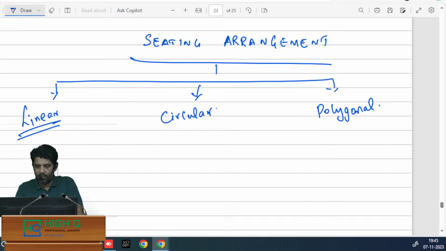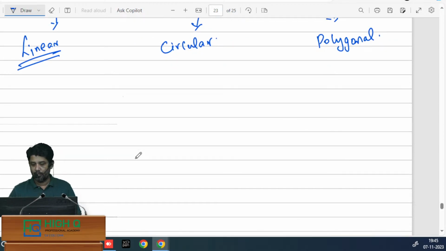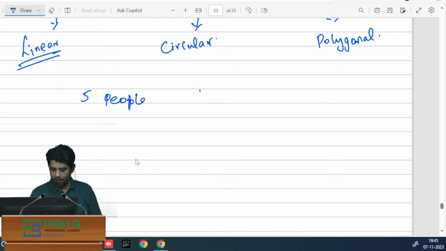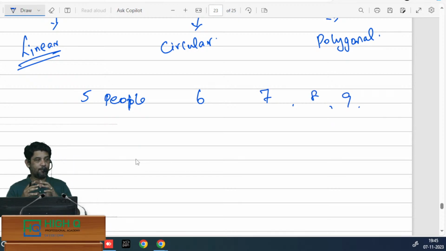Now let us start with linear arrangement. What is linear arrangement? Sometimes in linear arrangement, directions are also involved. If directions are involved, it will be a little challenging. There will be arrangements of 5 people, 6, 7, 8, 9. These are the number of people who have to be arranged.